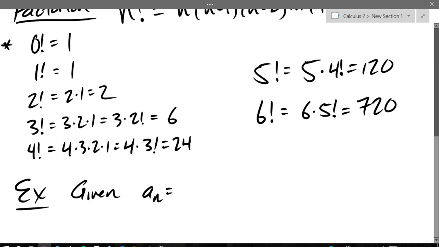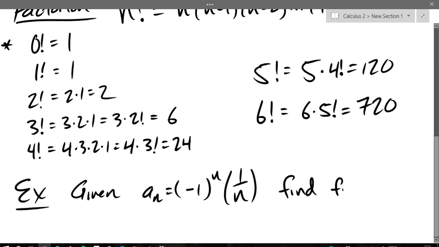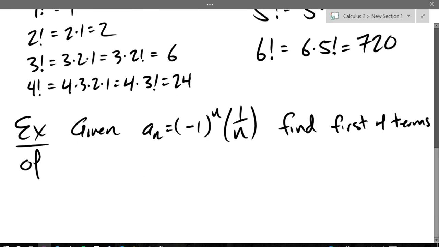Given a_n is negative 1 to the n power times 1 over n. So find the first 4 terms of the sequence. Now, should you start at a0 or a1? It just depends. Let's start this one.